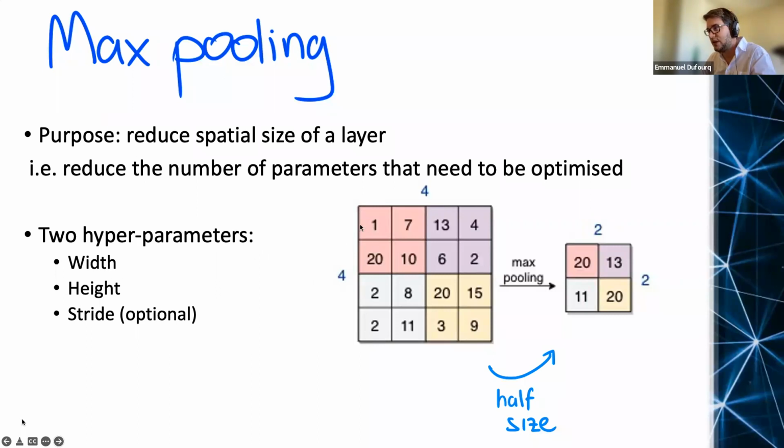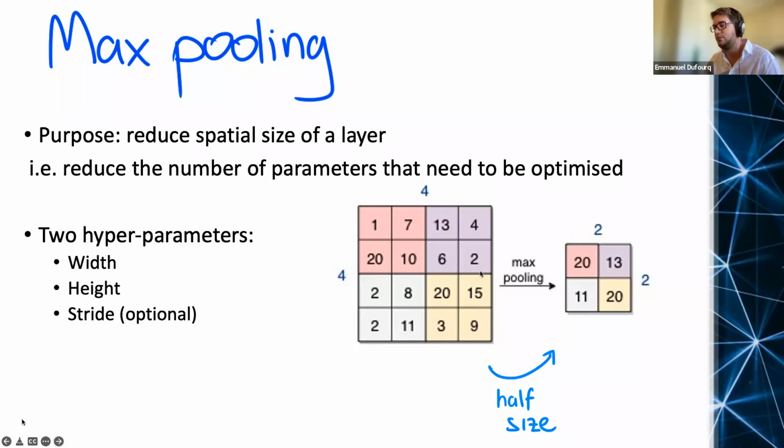So what we do is we take a 2 by 2 window and we put it on the input, and we ask ourselves, what is the largest value? Here the largest value is 20, and then we put that as our first value in the feature map. Now let's say I applied a stride of 2, which means I jump by 2 steps. Now I take my 2 by 2 window and I ask myself, what's the largest value? It's 13, and that's the next value in the feature map.